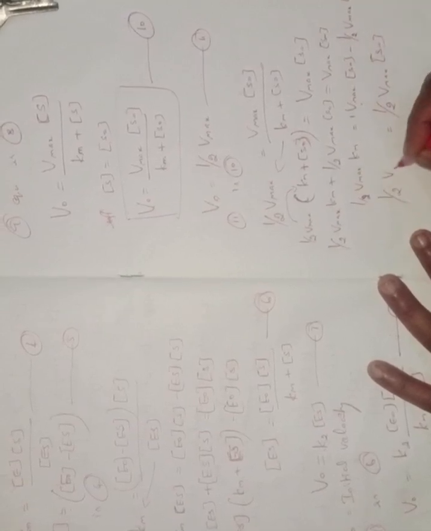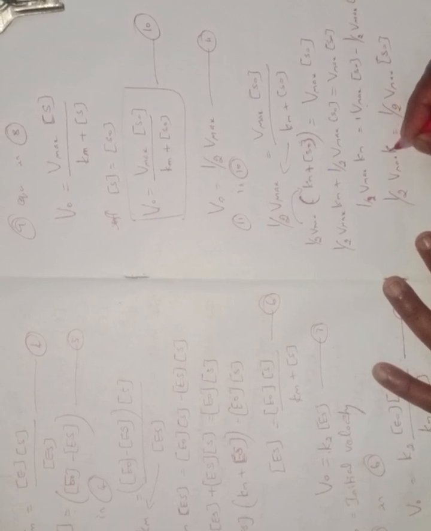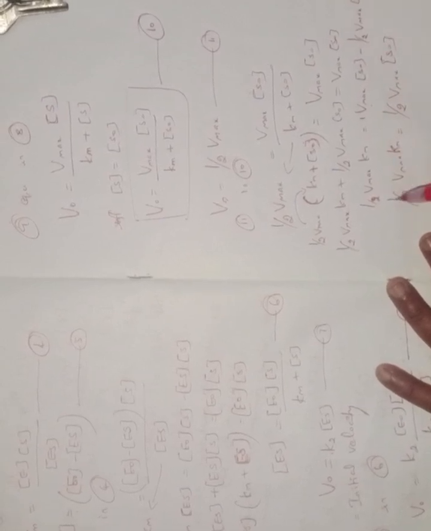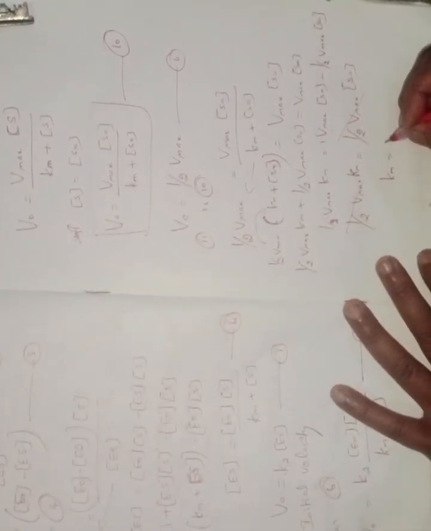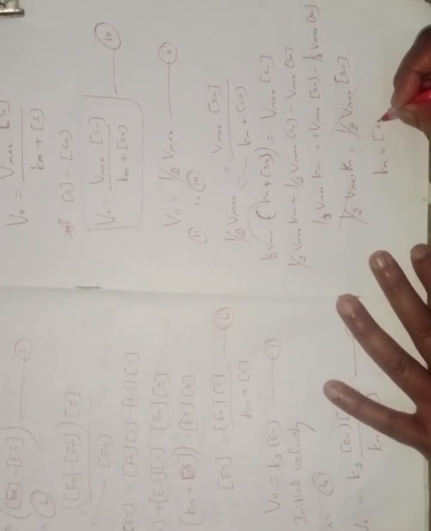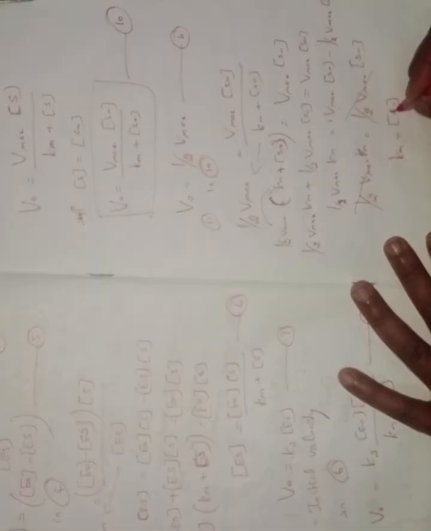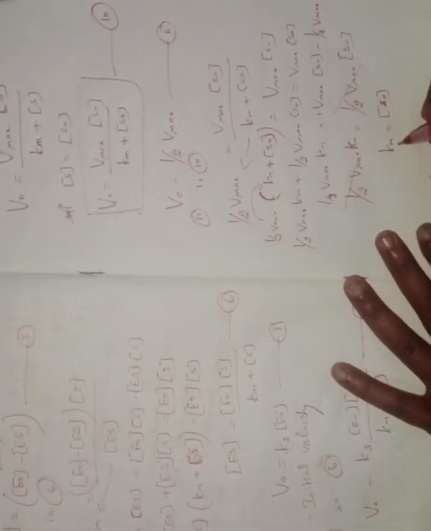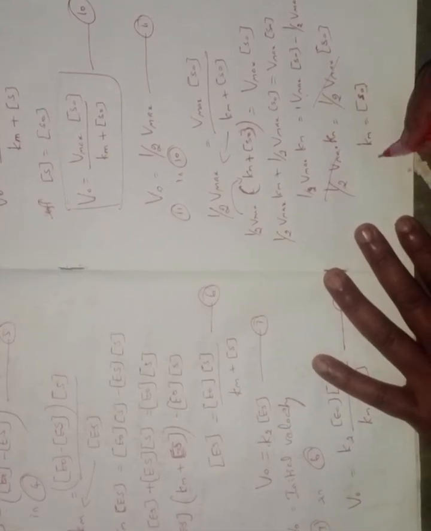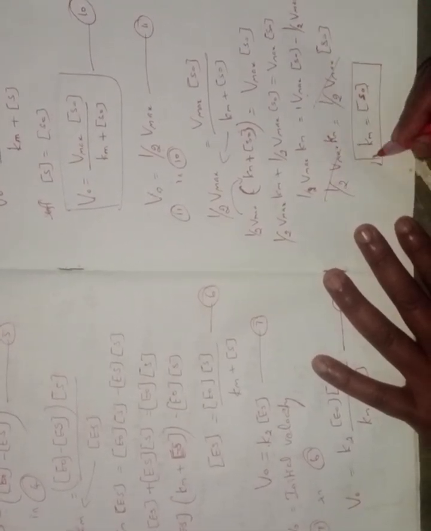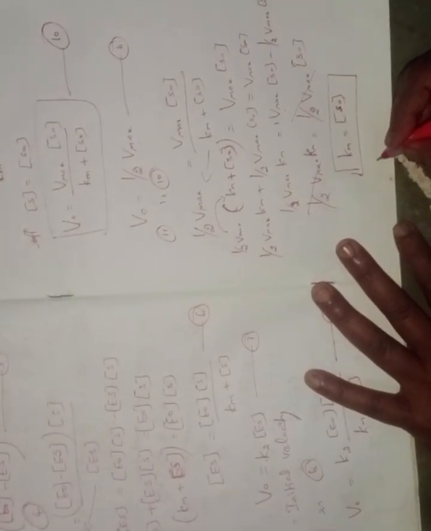Half of V max is the same on both sides, so the remaining Km is equal to the initial substrate concentration. So always the Michaelis constant is equal to the initial substrate concentration. This is the Michaelis-Menten equation. Thank you all.